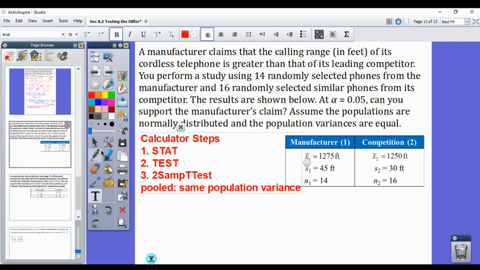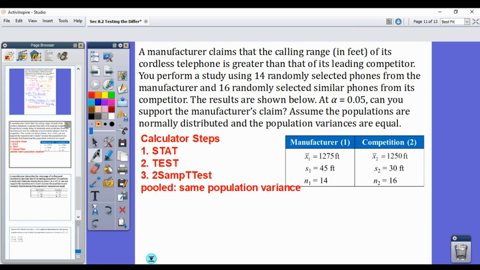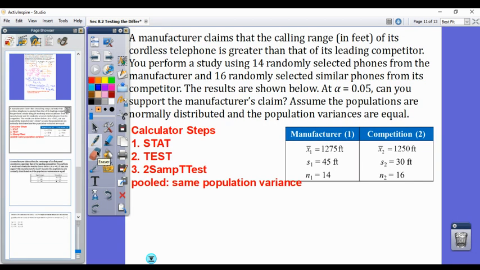So we have a manufacturer claiming that the calling range in feet of its cordless telephone is greater than the leading competitor. You study this using 14 selected phones and 16 similar phones. We have an alpha level of 0.05. Can we support the manufacturer's claim? Assume the populations are normally distributed and the variances are equal. Okay, so the first thing we're going to write down is our claim.